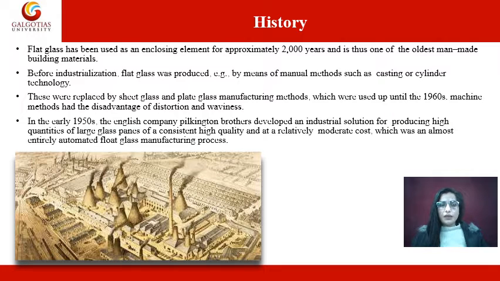Flat glass has been made as an enclosing element for approximately 2000 years and is thus one of the oldest man-made building materials. Before industrialization, flat glass was produced by manual methods such as casting or cylinder technology. In the early 1950s, the English company Pilkington Brothers developed an industrial solution for producing high quantities of large glass panes of consistent high quality and relatively moderate cost, which was an almost entirely automated float glass manufacturing process.